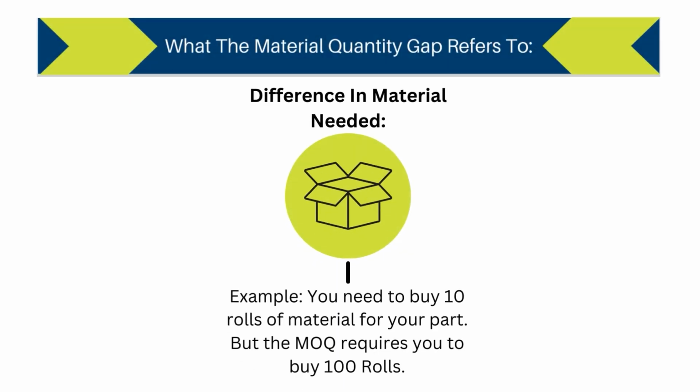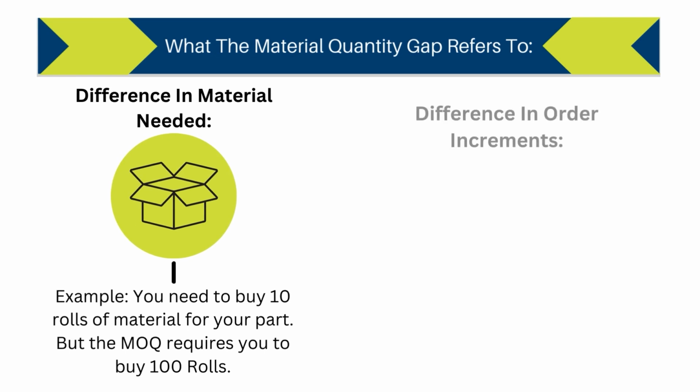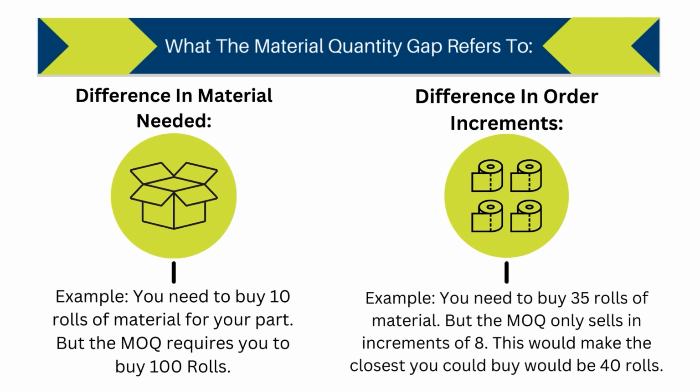The material quantity gap can refer to two situations. It can refer to the difference between the minimum order quantity, MOQ, and the actual material you need for your parts. It also can refer to the difference between the increments that you must order the material in and the amount of material you need for your parts. If the difference between these two scenarios is significant, it can affect both your cost per part as well as your production efficiency, driving up cost along the way.